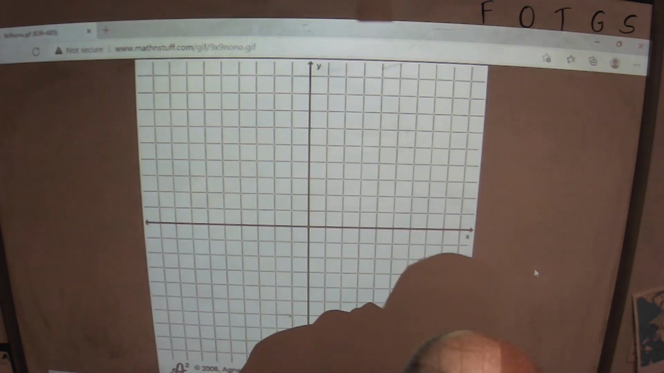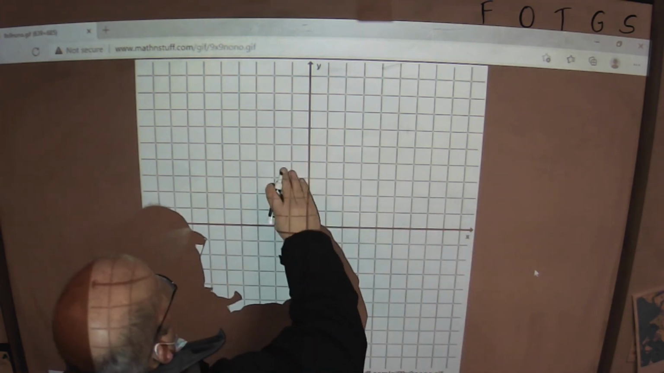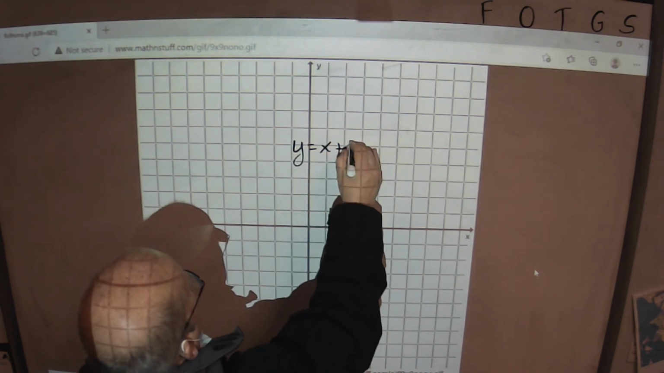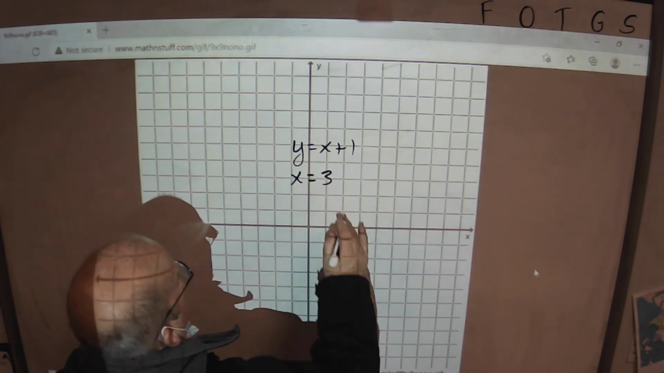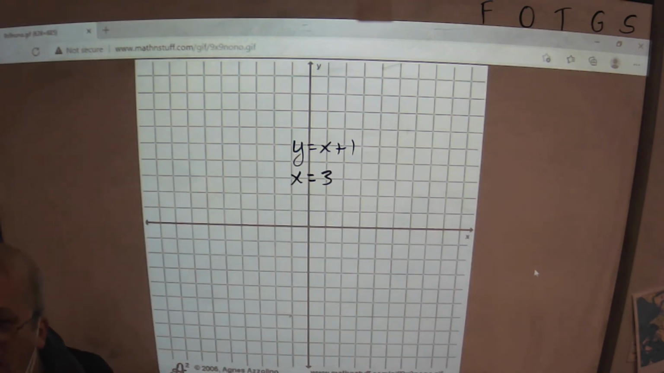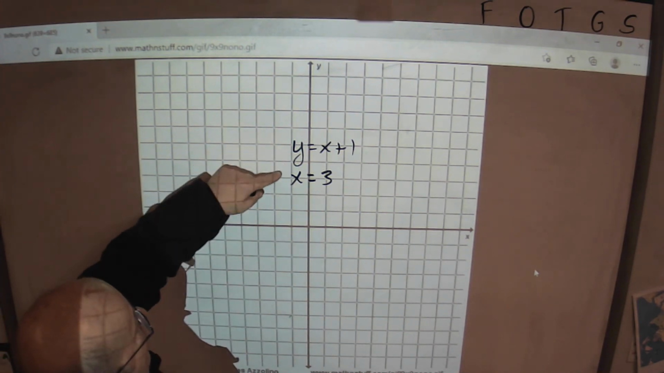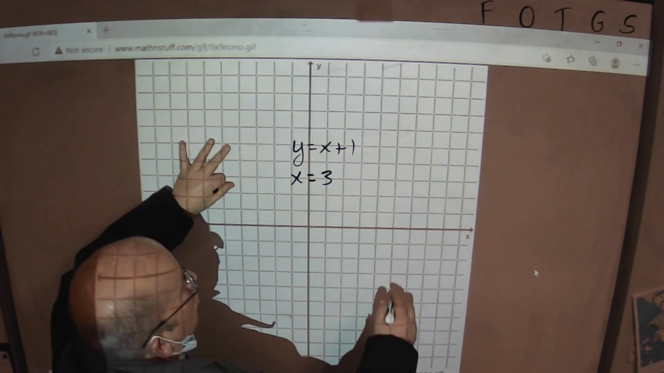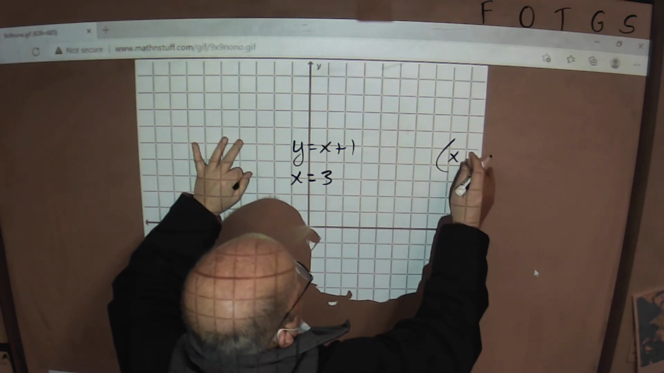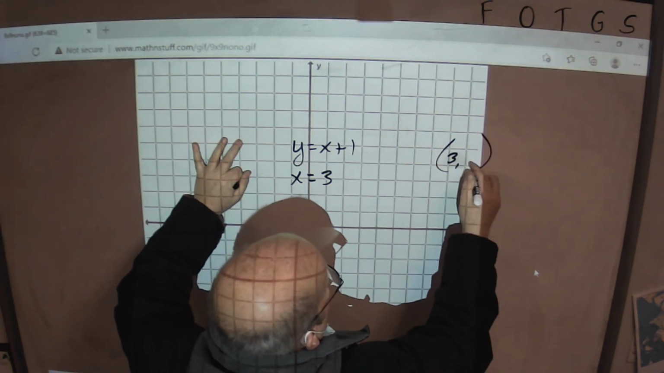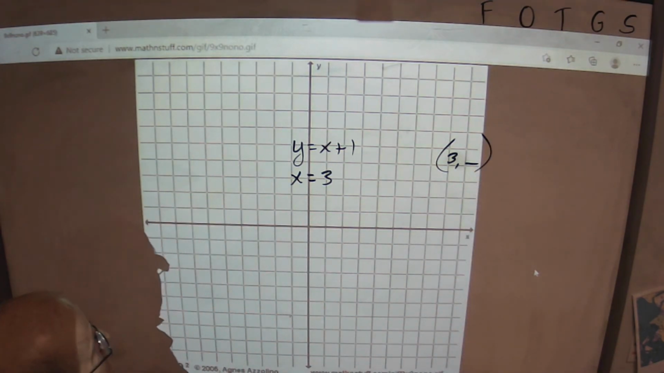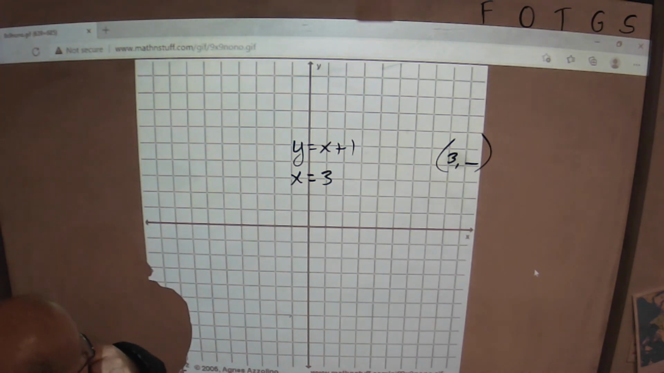Let's throw a problem on the board here. What if I wrote on the board y equals x plus 1, and then I wrote that x equals 3, and somebody said, solve this not by graphing, but solve it by substitution. Well, the first thing I notice is that they've already told me half of the answer. They have told me that the x value is 3. The only thing I need to figure out is the y value. It says so right here, the x is 3. So how do I figure out the y value?